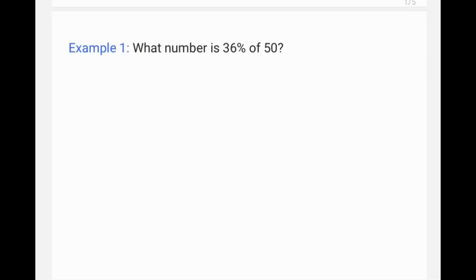In example 1, the question is, what number is 36% of 50? So as the table we had given you, what number is translated as X, is is translated as equals. We have 36%, and then of is the same thing as times, and 50. This is basically a math equation that you're writing, and what we are trying to do is convert this into a proportion. Our goal is to get the percentage by itself.